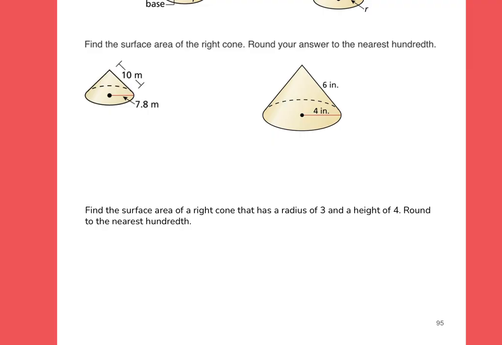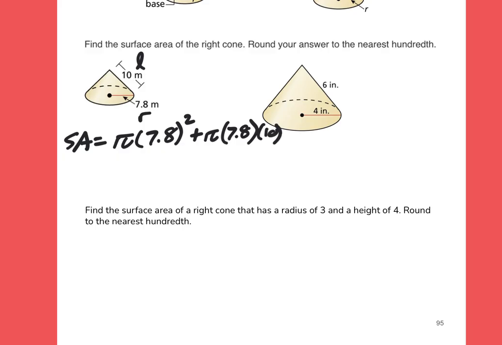Okay, if they give me the radius and the slant height, this is L, this is R, we're ready to go, right? We have everything that we need to find the surface area. So I'm going to go pi times 7.8 squared plus pi times 7.8 times 10. Okay, and I will tell you this.